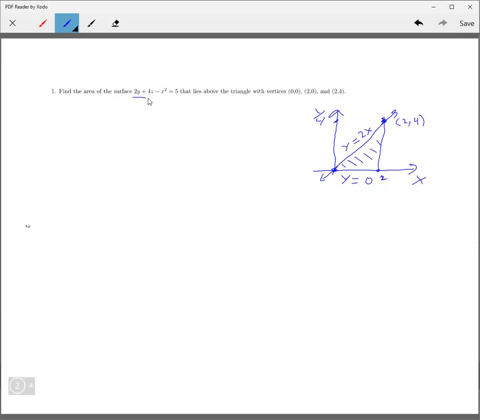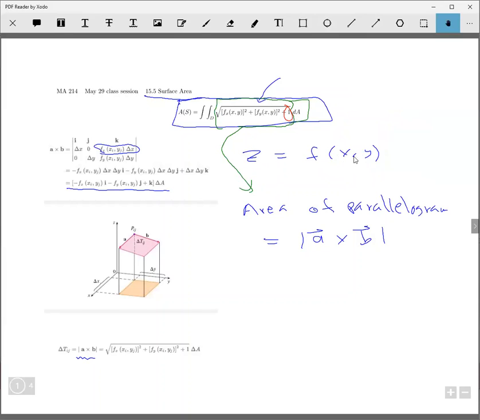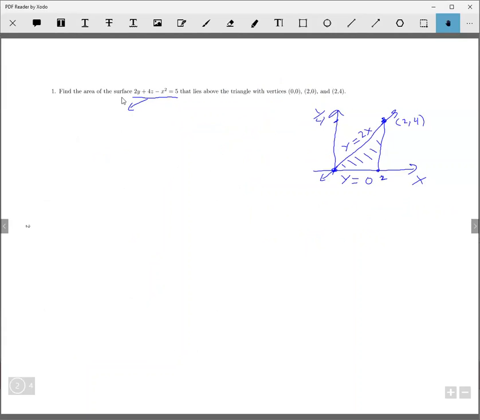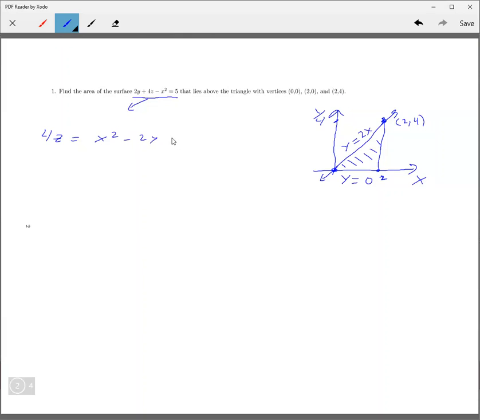Over here, meanwhile, we need to take this and solve it for z, because remember, what we're shooting for is z equals f of x y. This right here is the equation of the surface, but in order to apply the formula, it's best to solve for z. So you have 4z equals x squared minus 2y plus 5, and then z is equal to x squared over 4 minus y over 2 plus 5 over 4. And that's going to be our f of x y.